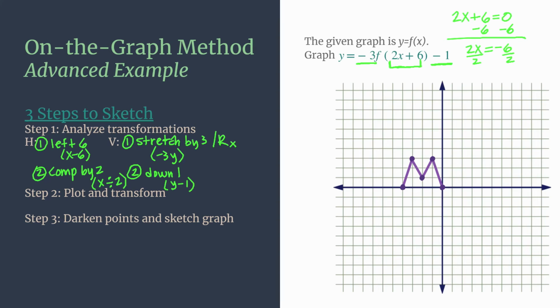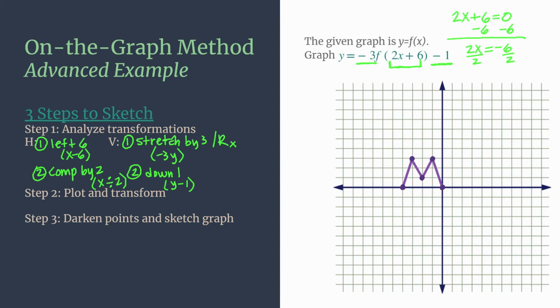All right, so now we have our analysis, and we are ready to move on to step 2. So step 2, plot and transform. Well, the graph was given to us, so we don't even have to plot. But we are ready to transform. So we're going to make intermediates and go step by step, applying the transformations in the proper order until we reach the final graph. So I'm going to use different colors and X's to mark the intermediates.